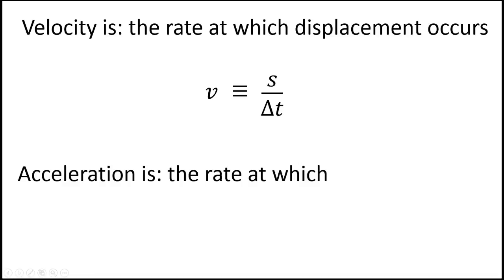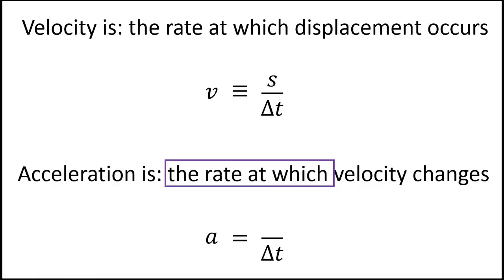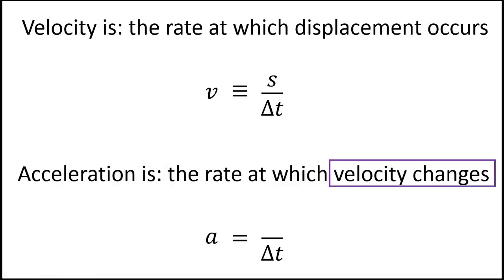Acceleration is another example of a rate. Acceleration is the rate at which velocity changes. Let's take this statement and put it into an equation using what we know about rates. Acceleration, that's a, equals, the rate at which, that's divided by delta t, velocity changes, so delta v for change in velocity. Again, this is a definition for acceleration, so we can add a third line, which we'll sometimes see.